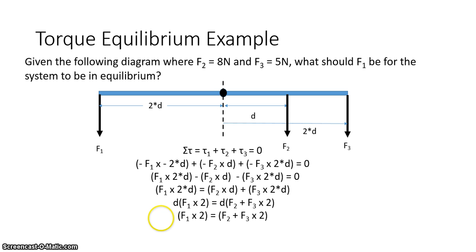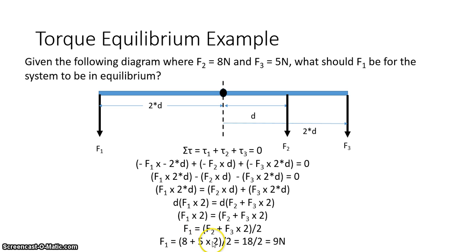In order to do so, what we're going to need to do then is divide both sides by 2, which we've done in this step. And so F1 is equal to F2 plus F3, and F3 is multiplied by 2. All of this now is going to be divided by 2. And so now we can start to plug our numbers in. And so what you'll see then is that F1 is equal to 8 plus 5 times 2. Remember, 5 times 2 has to be done first. And all of that is going to be divided by 2.